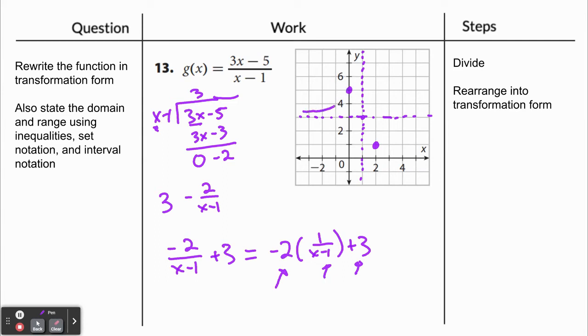So in this one here, my sketch kind of looks like this. Call it somewhat like that there. And now I can go ahead and talk about the domain and range in all of these different notations.